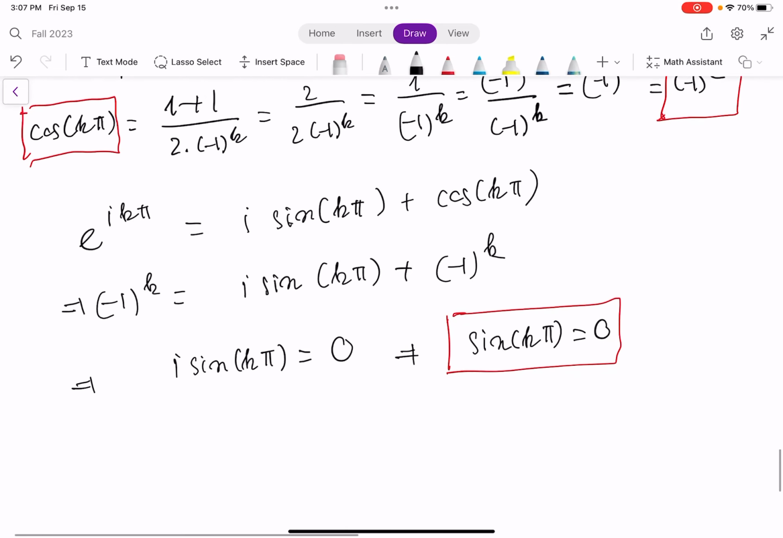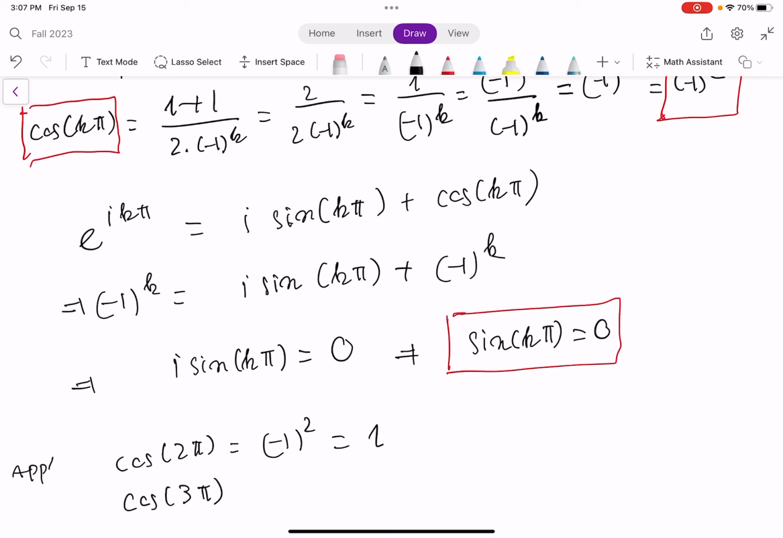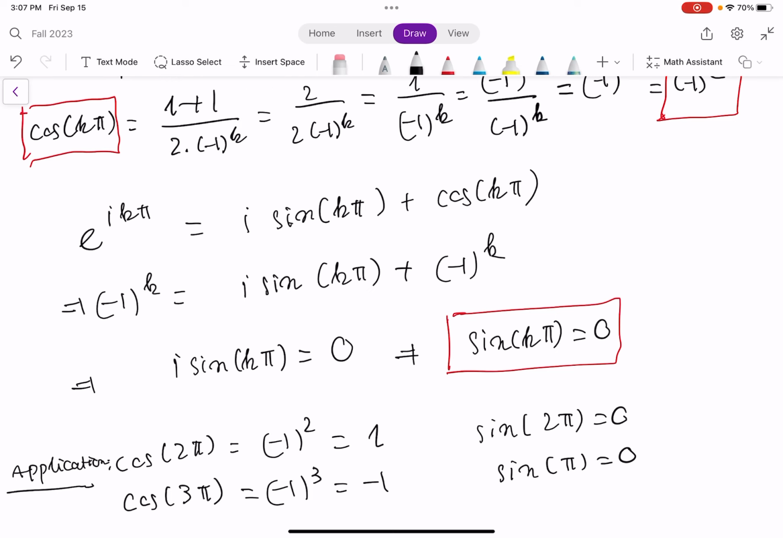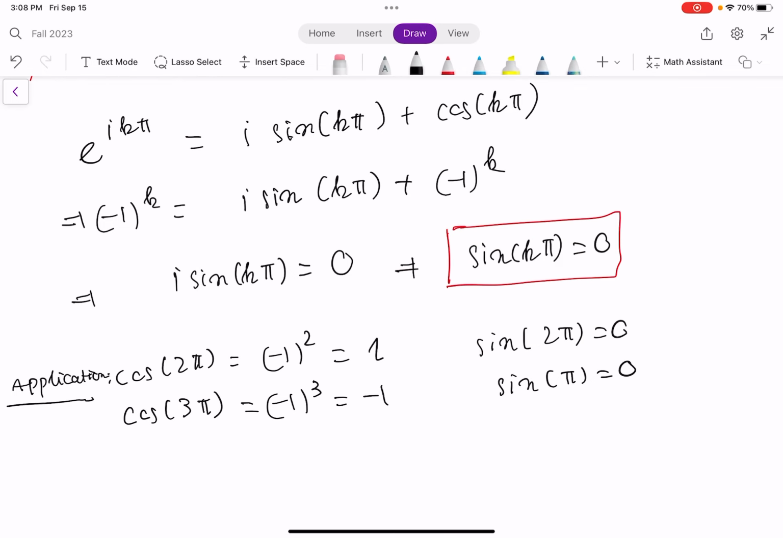So how do you apply this formula? The way you apply this formula is that cosine of 2π is just negative 1 to the power 2, which is 1. Cosine of 3π, application, equal to negative 1 to the power 3, which is negative 1. Sine of 2π is 0. Sine of π equals 0. Any integer number times π is 0. Okay, so this is the powerful result we have.